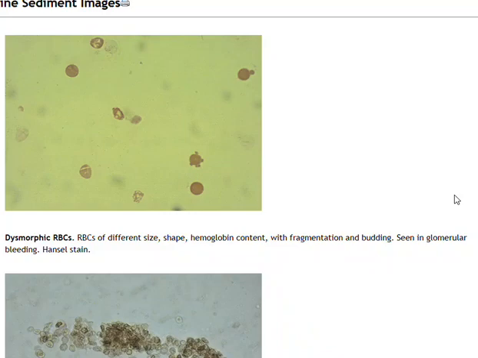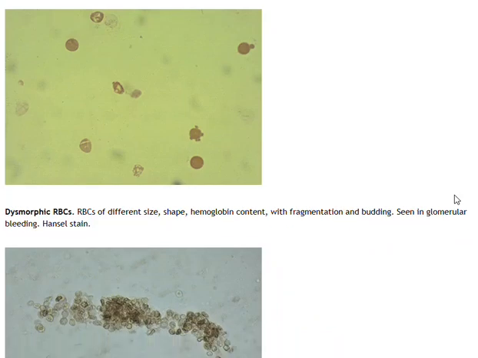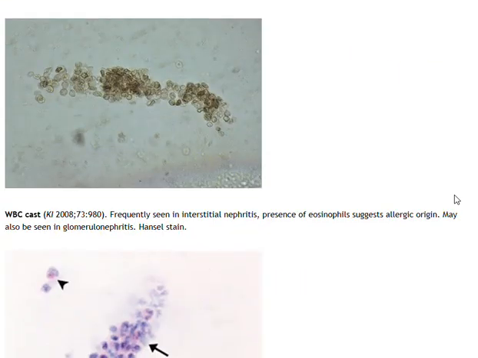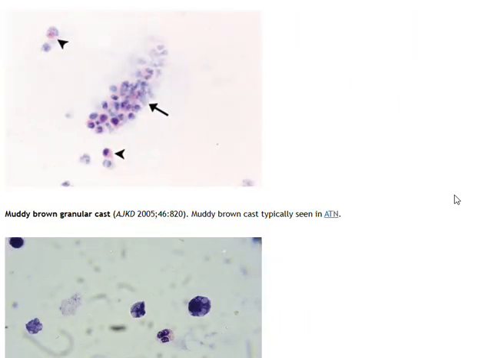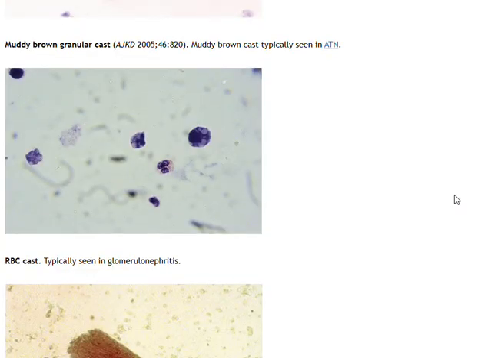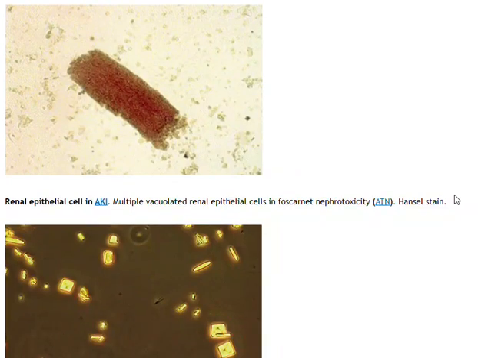Let's see some pictures. First off, these are RBCs seen on light microscopy. These are dysmorphic RBCs with fragmentation and budding, usually seen in glomerulonephritis due to the RBC squeezing through the inflamed GBM. And then here we see a cellular cast, and here we see the eosinophils in suspected allergic nephritis.